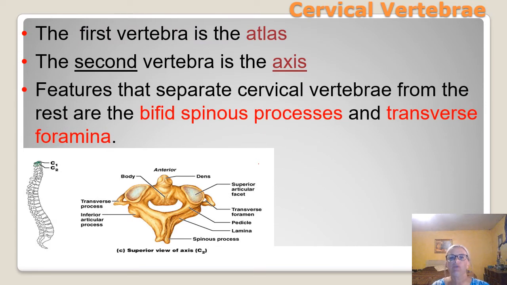So, features that separate the cervical vertebrae from the rest, we already pointed out. Those are the fact that it is bifid. Of course, you can see here the axis is not bifid. It's kind of short and stumpy. And then the transverse foramina. I want you to also notice this superior articular facet for articulation. And then here's the dens. The dens is where the atlas can sit and rotate, where they articulate together.